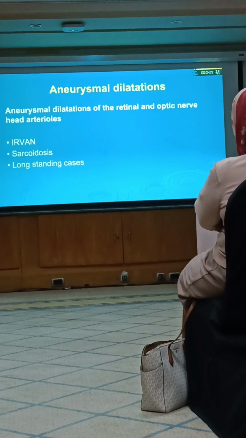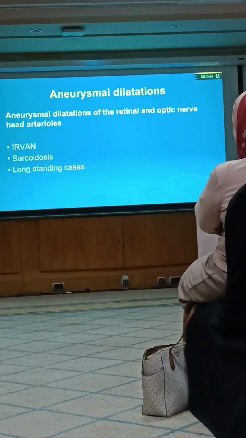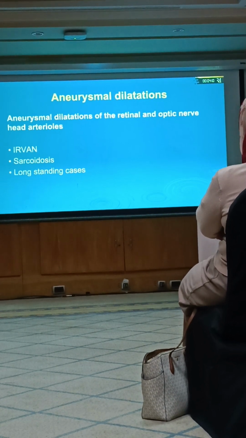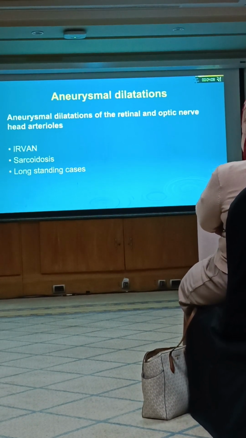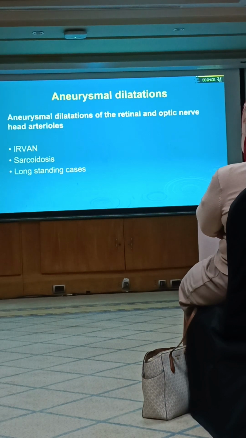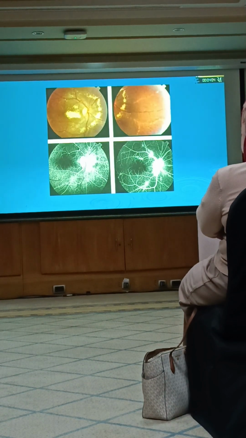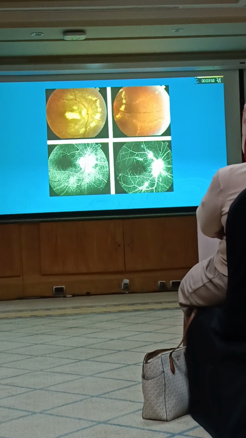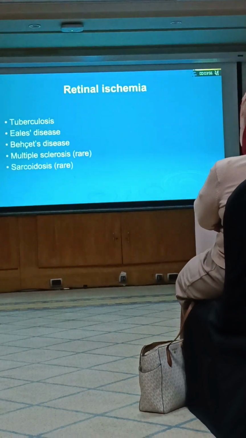There is also another important sign, which is aneurysmal dilatation of the retinal blood vessels. They occur usually with ERVAN, which is idiopathic retinal vasculitis, sarcoidosis, and long-standing cases, and they can be nicely illustrated by fluorescein angiogram. As you can see here in the last one, you can see the aneurysm.